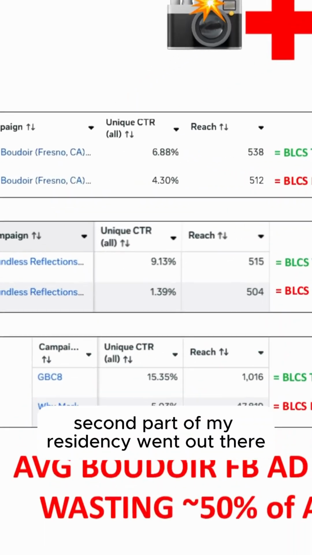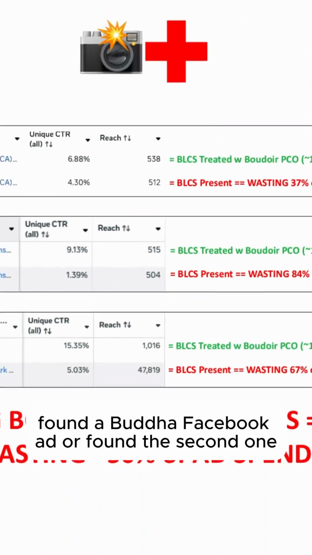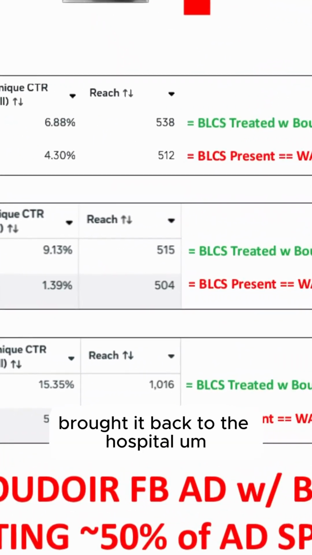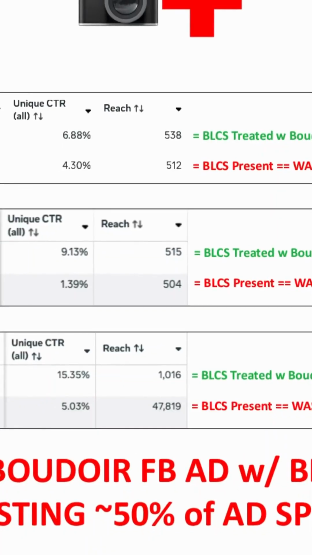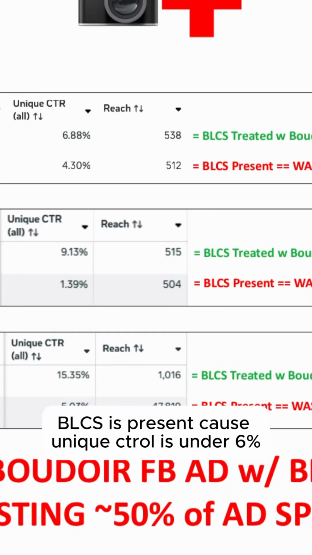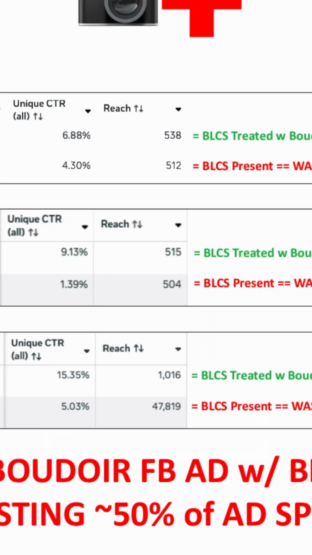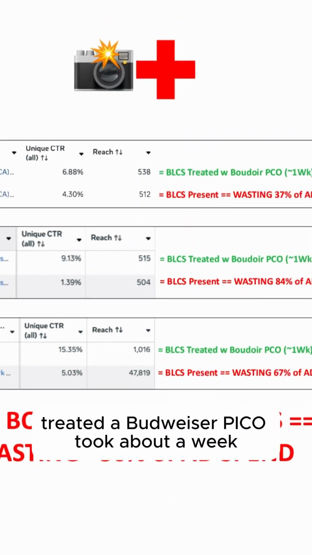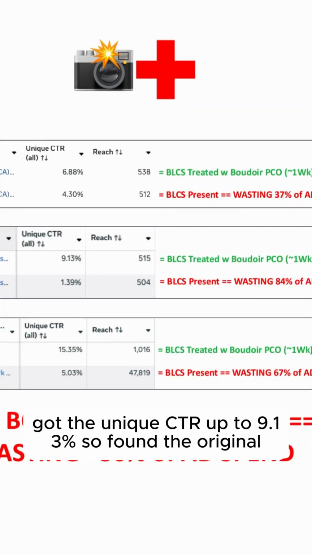Second part of my residency, I went out there, found a second boudoir Facebook ad, brought it back to the hospital, tested it, and found its unique CTR was 1.39%. So we know BLCS is present because unique CTR is under 6%. We duplicated it, treated with boudoir PICO, it took about a week, and got the unique CTR up to 9.13%.